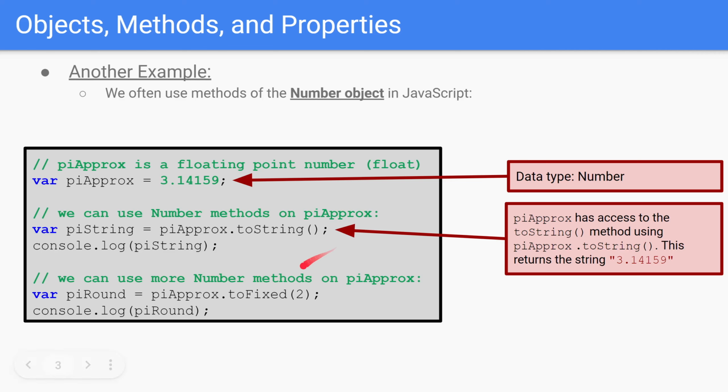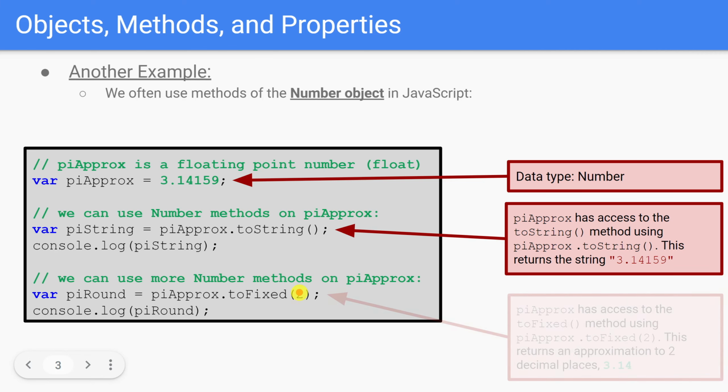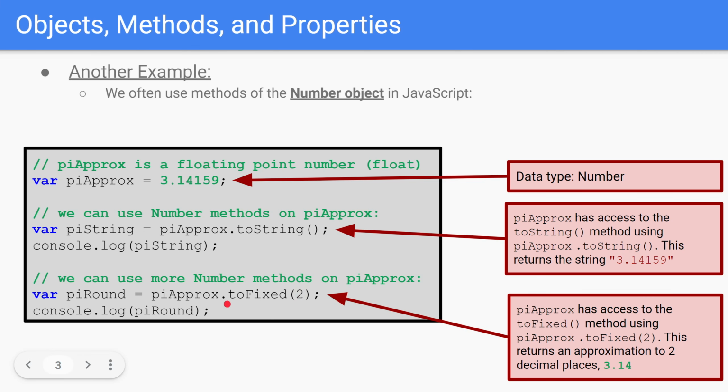Another method specific for number objects is for rounding. It is the .toFixed. So pi_approx.toFixed, and in parentheses, whatever your argument is is how many decimal places it will round pi_approx to. So pi_approx.toFixed(2) will turn it into 3.14, and then you could save that to its own variable.